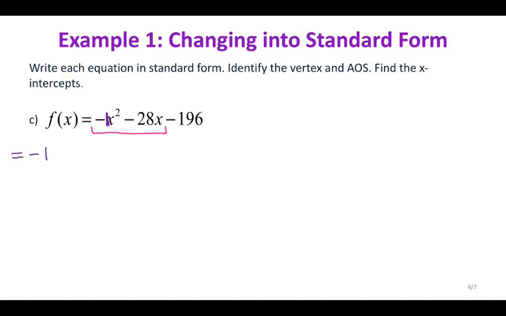So I'm going to take out a negative 1. And when I do that, I'm left with x squared plus 28x. And then I'm going to go ahead and insert my first square.